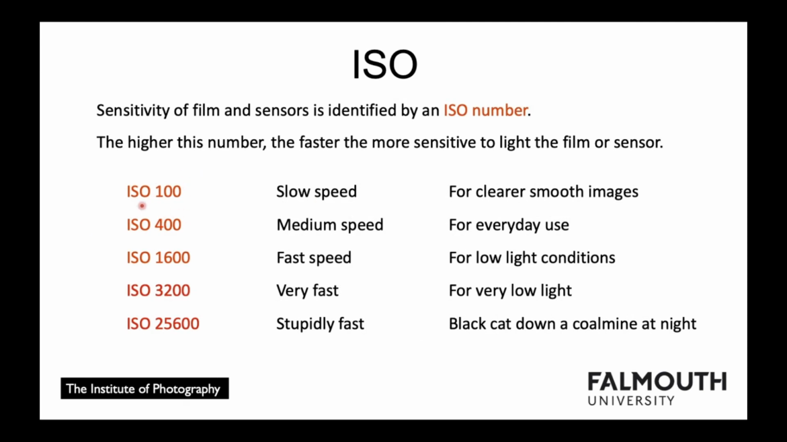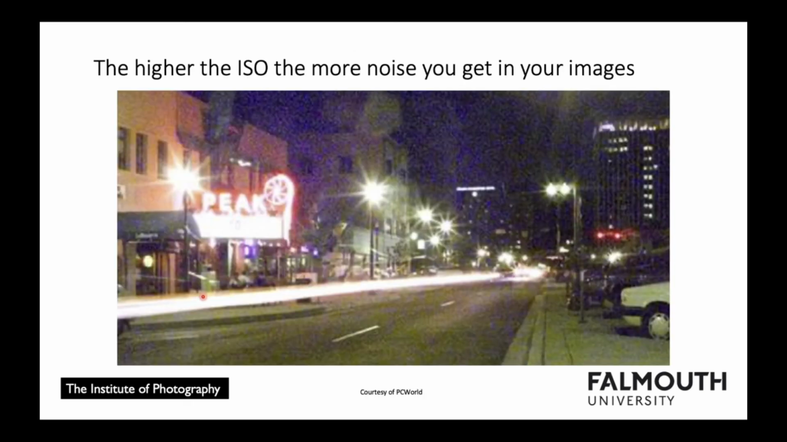Now, if you've got a small number, it means low sensitivity, but it will give you a nice, clear, smooth image. If you have a high number, it means you're going to get a lot faster shutter speeds out of it, so it's a lot faster at reacting to light, but there is a payoff, and that payoff is digital noise. With film, we call it grain.